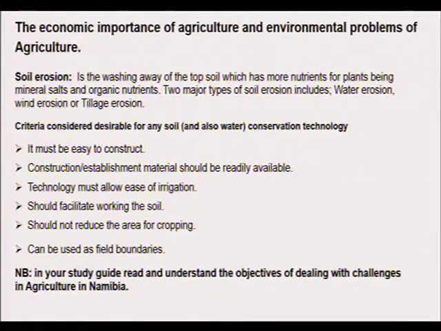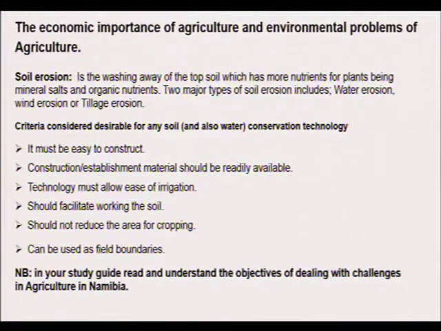Now we have two major types of soil erosion, which may include water erosion, wind erosion, or tillage erosion. Now we have the criteria that must be considered desirable for any soil and water conservation technology. And some of these criteria, for example, it must be easy to construct.